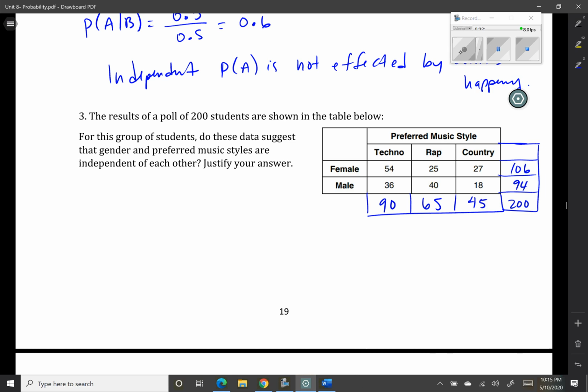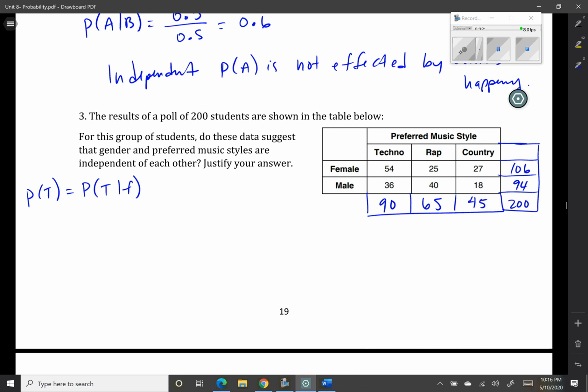So it says, for this group of students, do the data suggest that gender and preferred music styles are independent of each other? So let's pick a gender. I'm going to pick females. Let's see if females are affected by whether or not they are techno people, rap people, or country people. Is there a connection here, or is there no connection here? So what we can say is, what's the probability of liking techno? And is that the same as the probability of liking techno given the fact that you are a female person? If these two things are the same, then we know that they are independent of each other, meaning gender has no effect on your music type.